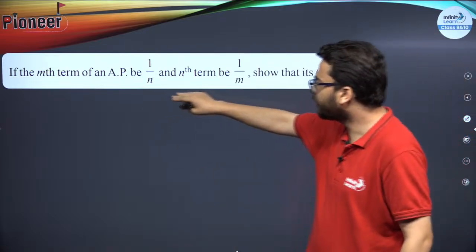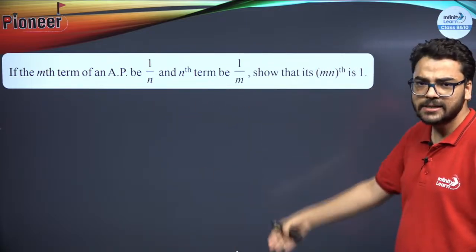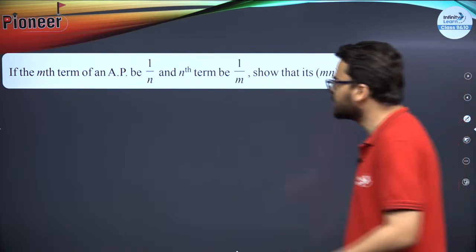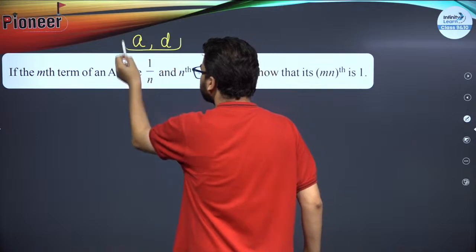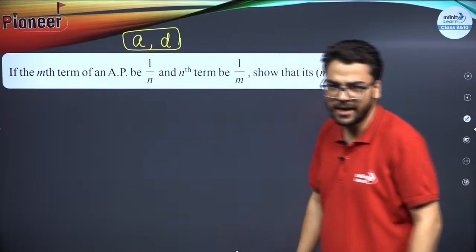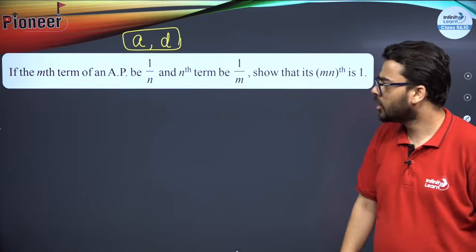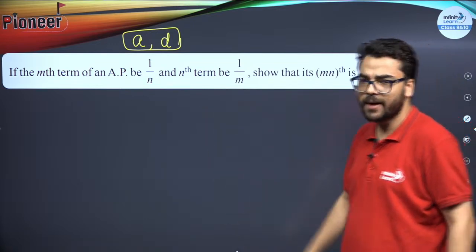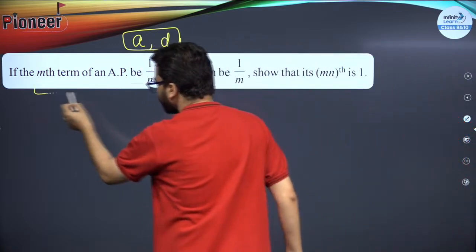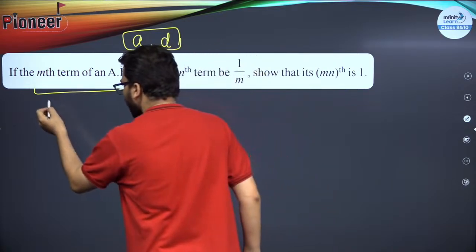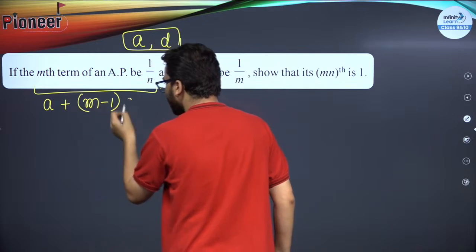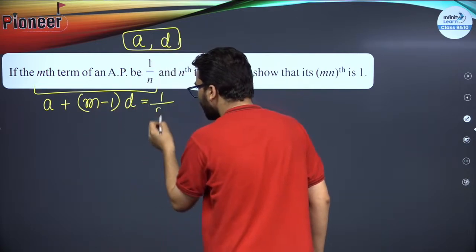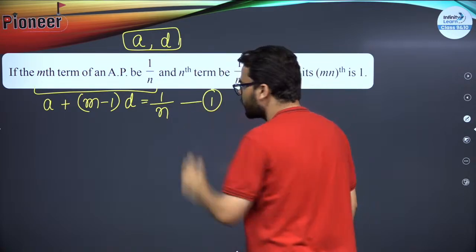So, the mth term of an AP is this and the nth term is this. See, you don't know the AP, right? It means you don't know its common difference, you don't know its first term. So, you have to assume that the first term of this AP is A and the common difference is D. So, the mth term is 1 by n. See this statement. The mth term is 1 by n. So, can I not say that A plus (m minus 1) into D is equal to 1 by n over here? Can I say that this is the first equation?